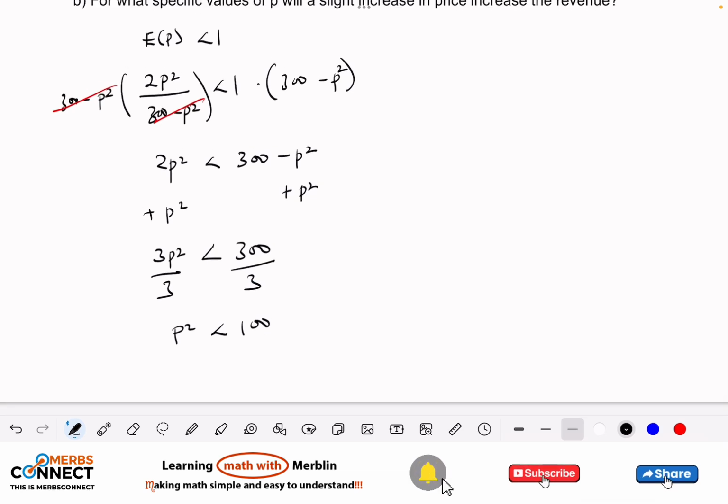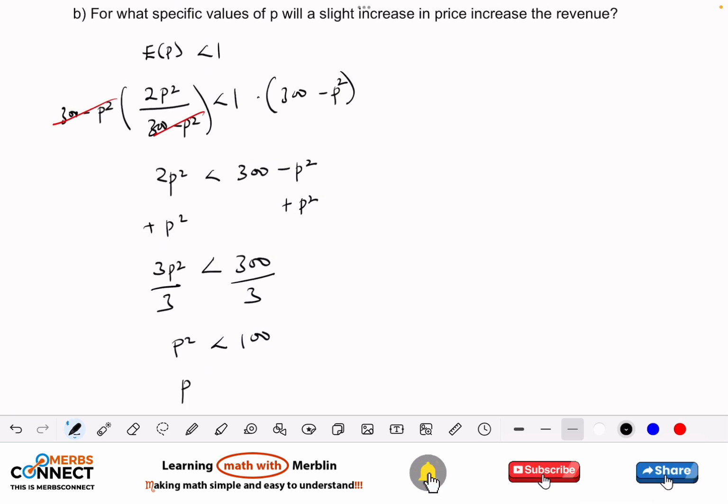I take the square root, and we know that the square root should give us plus or minus, but price should be positive. So we are going to have less than. When I take the square root of this and the square root of this, I'm going to have P, and this one is going to give us 10. So this is the price that we are going to get. So the price should be less than $10.